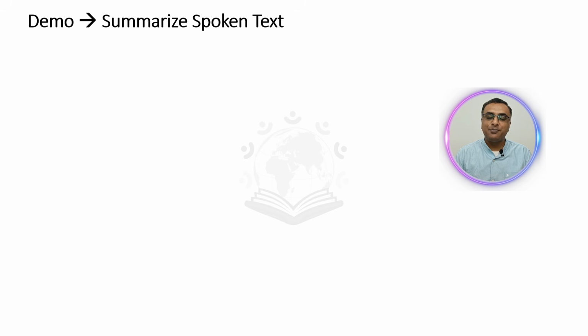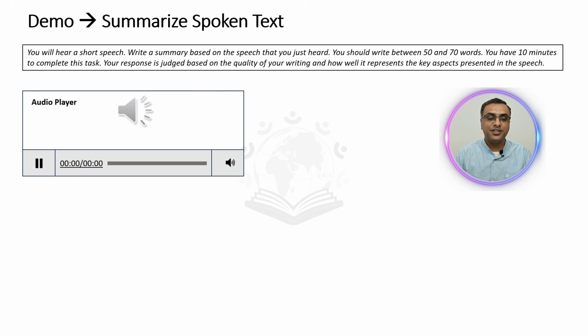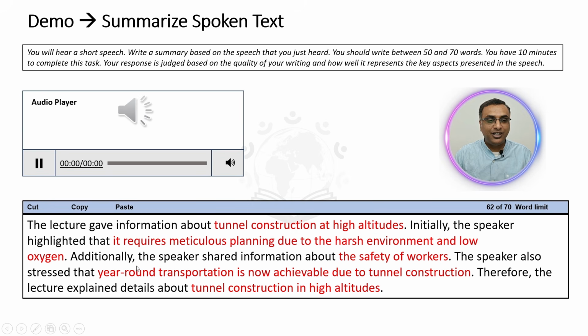Now, let's look at my response for the summarize spoken text question. Here, I have written down my response by utilizing the template structure that I had just shown you. Here it says the lecture gave information about. Whatever is highlighted in red are the words that I have written down after listening to the lecture. It says about tunnel construction at high altitudes. Initially, the speaker highlighted that it requires meticulous planning due to harsh environment and low oxygen.